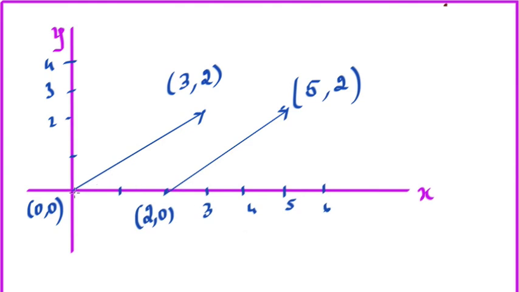Why? Look at this vector. It went from 0, 0 to 3, 2. That means I moved 3 units to the right, and then, I'll draw this in green, I moved 3 units to the right and then moved 2 units up. And this second vector, I started at 2, 0. 2 plus 3 is 5. Again, I moved 3 units to the right and then moved 2 units up, thereby performing the same displacement. So if I were to call this vector V, this vector is also V.